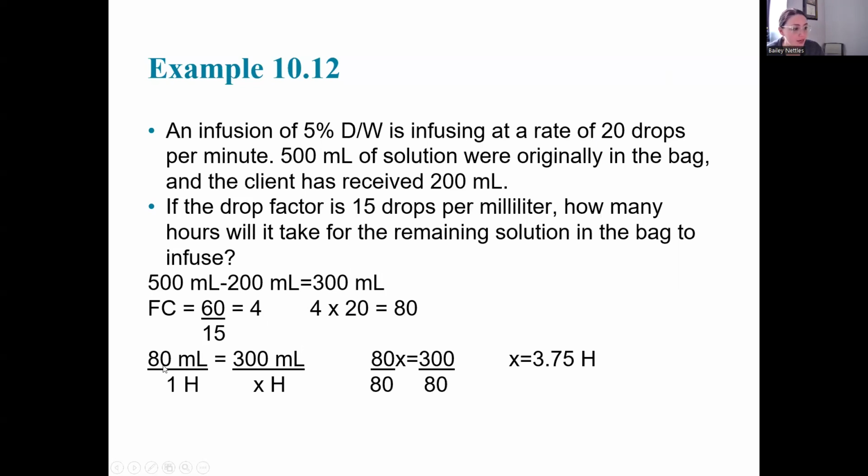Okay, so now we have our 80 mils over 1 hour equals our 300 mils over x. How many hours is the 300 mils going to take? You cross multiply, and then you divide. So we get 80x equals 300, and then you divide by the 80 and you get 3.75. I kind of like this. This is a lot simpler.